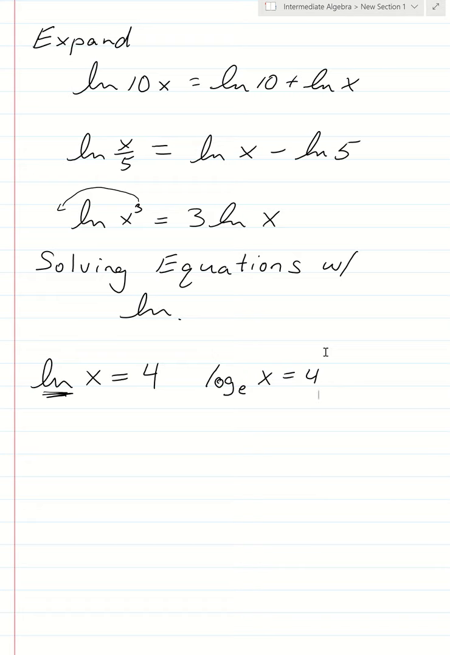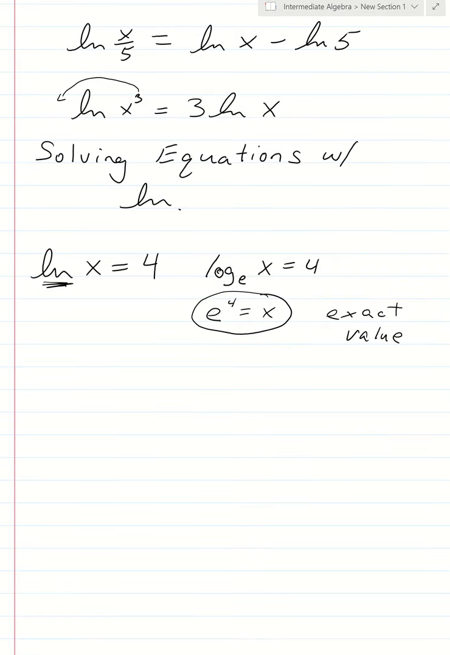And now, just like we did in our section 11.2, I believe it was, when we were dealing with logarithmic equations, we wrote them in exponential form. And that would give us e to the 4th power equals x. And that would be your exact value. Because e is a number, all we are doing is raising that number e to the 4th power. You don't have to go to your calculator. You don't have to give me a decimal approximation. We are looking for the exact value. That's what the exact value of x would be.